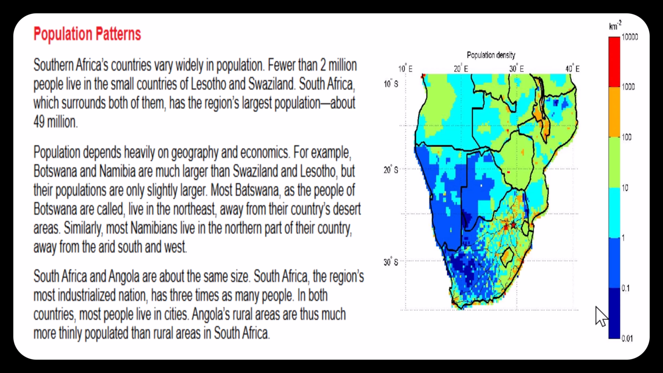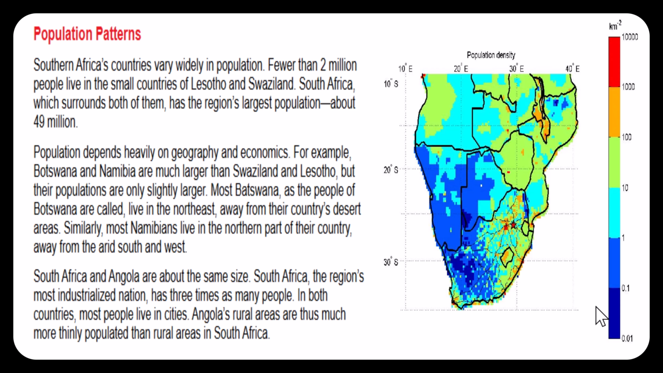For example, Botswana and Namibia are much larger than Swaziland and Lesotho, but their populations are only slightly larger. Most Botswana, as the people of Botswana are called, live in the northeast, away from their country's desert areas. Similarly, most Namibians live in the northern part of their country, away from the arid south and west.